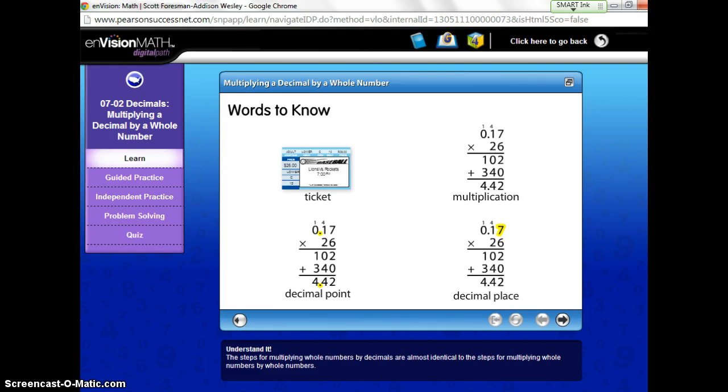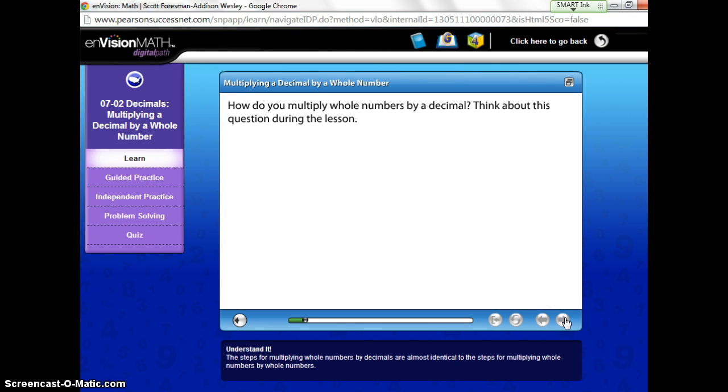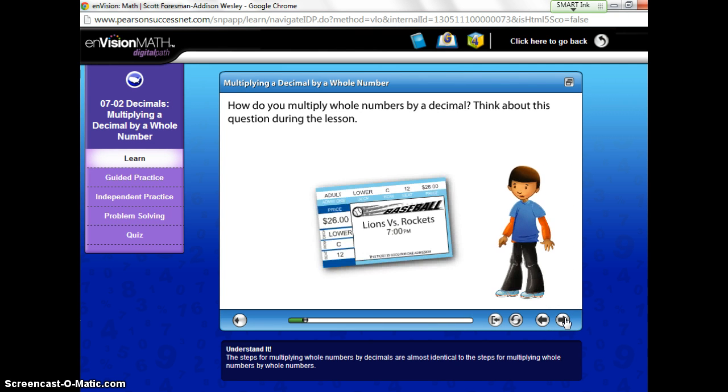Today's lesson is on multiplying whole numbers by decimals. So we have today some problems where we are multiplying by a single digit, which is pretty easy, and other times where we're multiplying by a double digit. How do we multiply whole numbers by decimals? Well, it's no different than when we multiplied whole numbers by whole numbers.